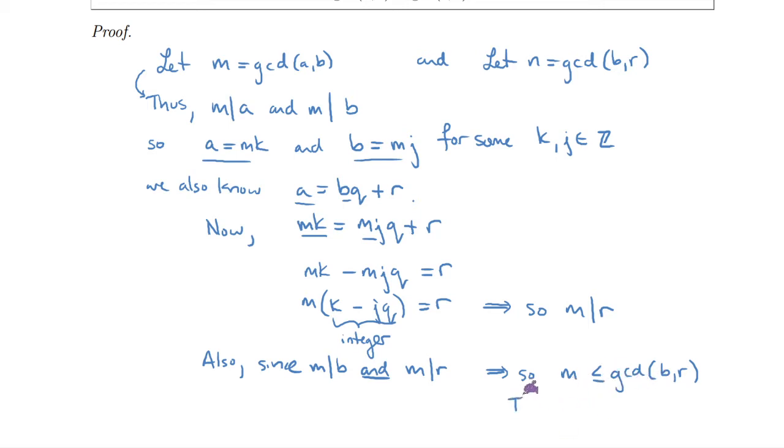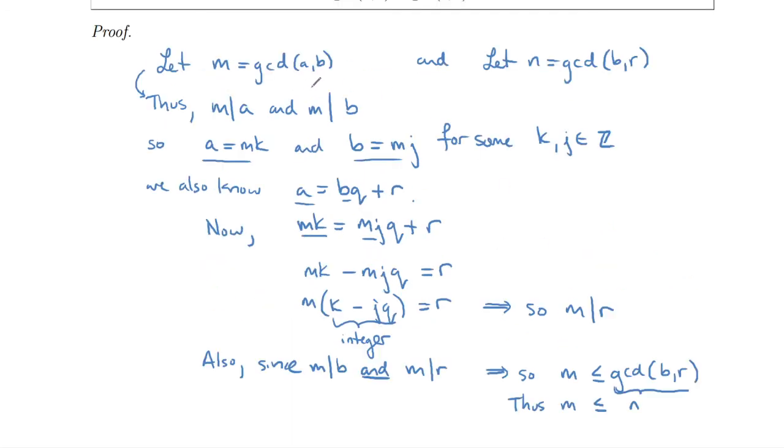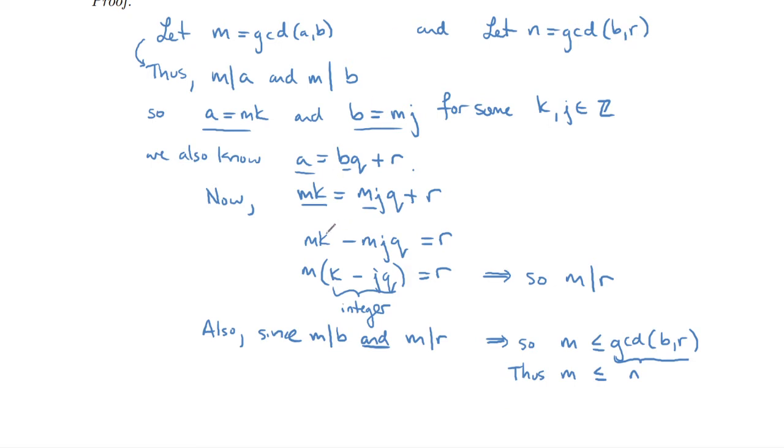So thus, m is less than or equal to, and then I gave this a name up here as n. This is the only time we've so far used that name, n. Okay, so I know m is less than or equal to n. So I know that this GCD on the left is less than or equal to the one on the right. Now let's show the one on the right is less than or equal to the one on the left.